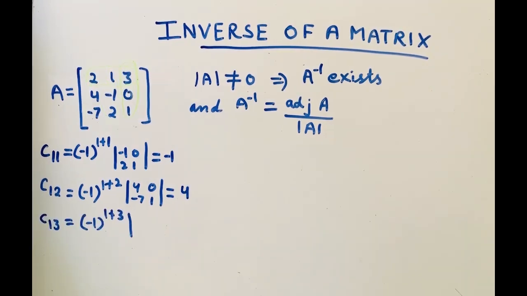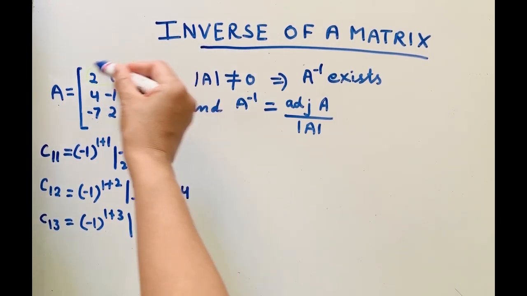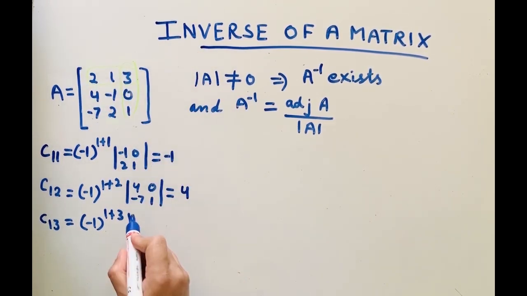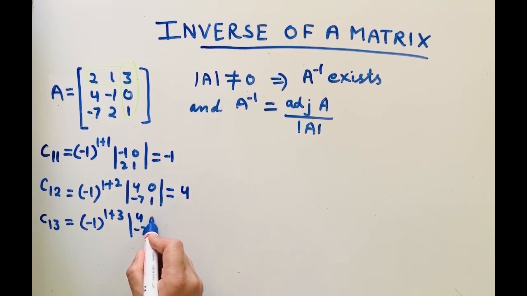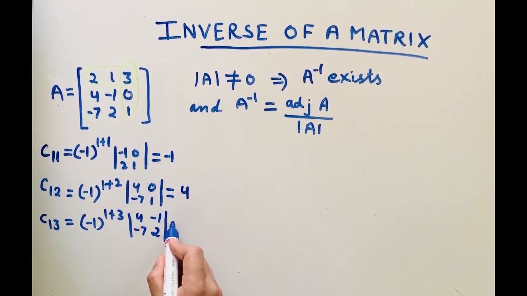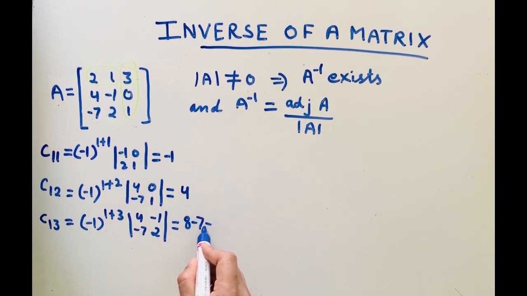Now for C13, you can remove the first row and the third column. So the remaining elements are 1, -7, -1 and 2. After solving this, you will get 2 minus 7... that is 1. So like this you can find the cofactors of the first row.